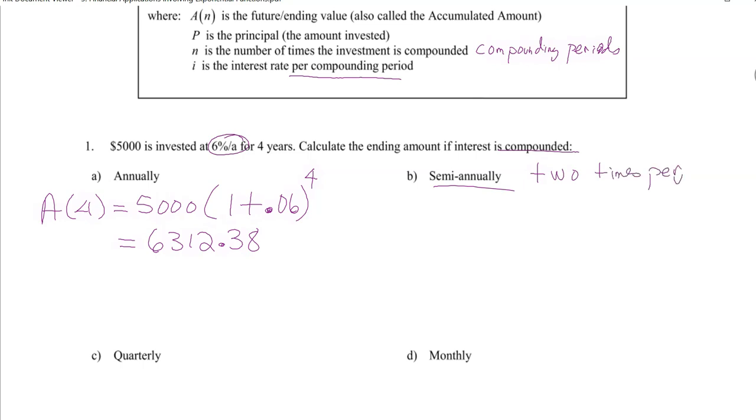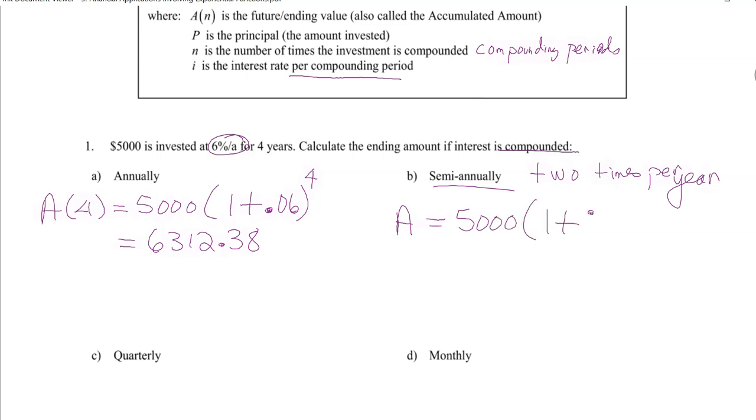So interest is compounded semi-annually 2 times per year. So here's what we have to do. If it's once a year, we get 6%. If it's twice a year, we don't get that 6%, we get half of it. So it becomes A, I'm just going to go with A as the amount, is 5,000.